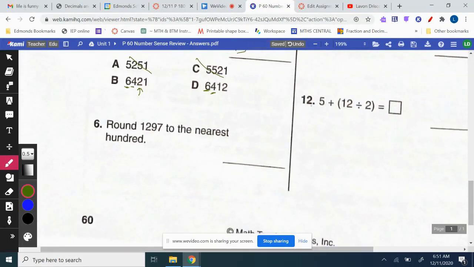6,421. We need to round this to the nearest hundred, so I'm going to underline that so I know that's the number that might change. And if it's 5 or more, let it soar. 4 or less, let it rest. So this is more than 5, so it's 5 or more, let it soar. So I'm going to change that 2 to a 3. So 1,300. You could also think of it, is it closer to 1,200 or 1,300?